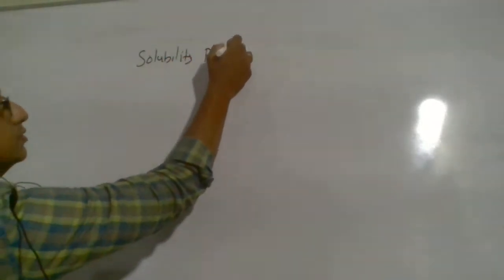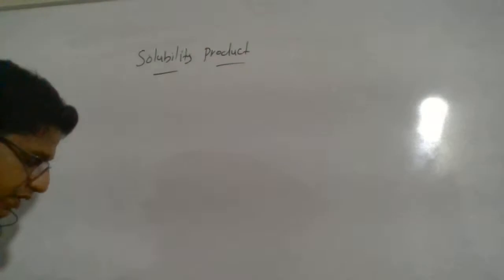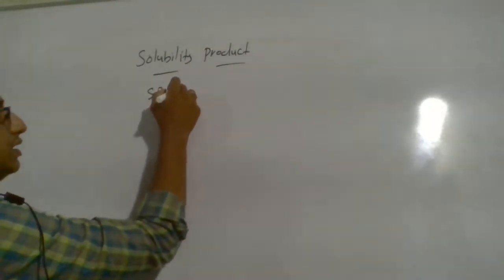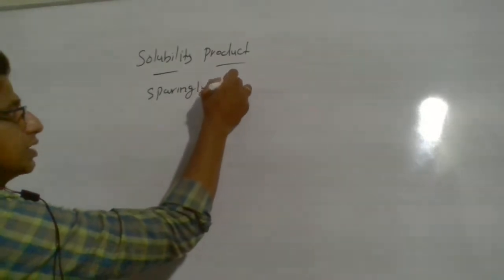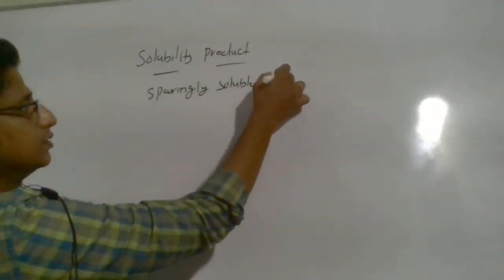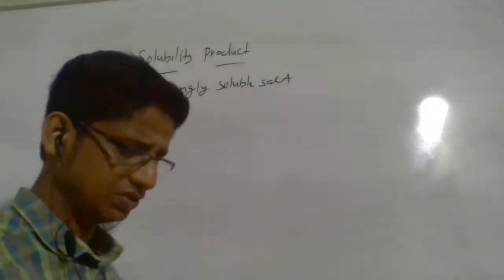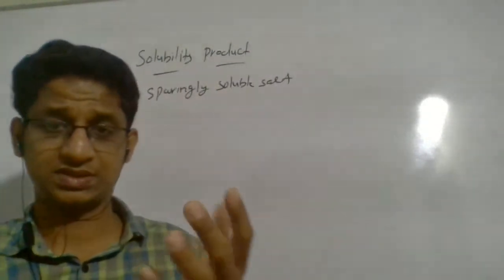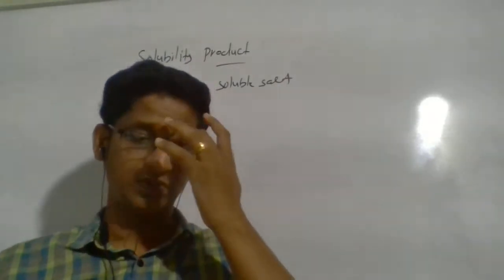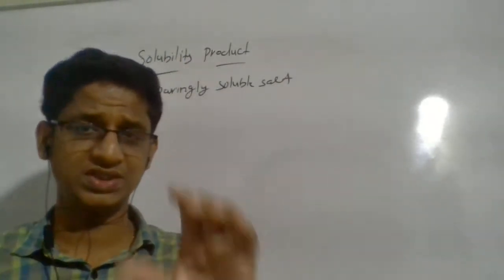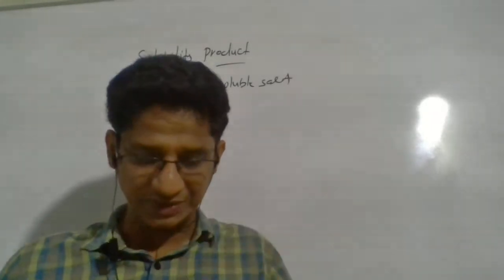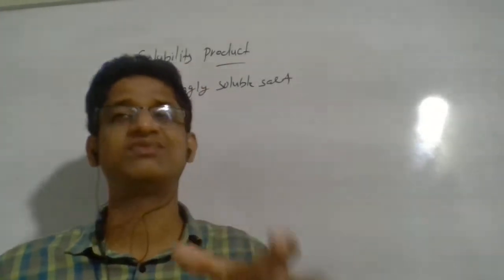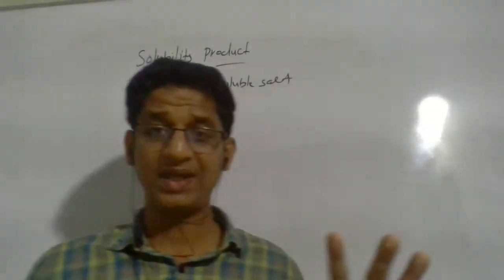So let us discuss first what solubility product is all about. Solubility product is generally defined for a sparingly soluble salt. Sparingly soluble salt means the dissolution is very little. The given substance, a salt or something, dissolves very little in that particular solvent. The amount of solute that dissolves in a specific amount of solvent is very small. Such a salt we call a sparingly soluble salt.